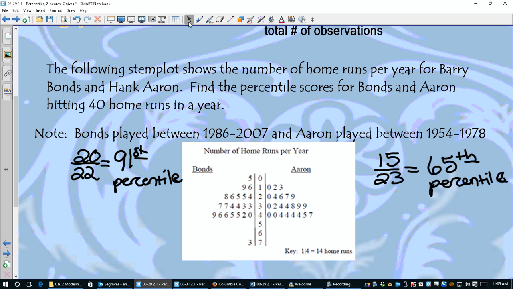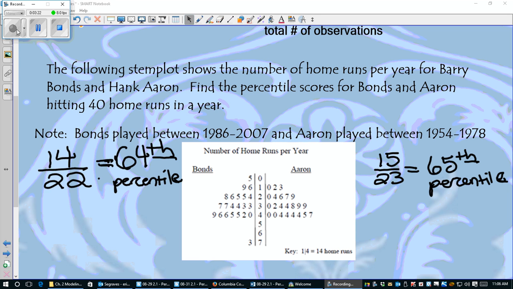For Barry Bonds, I counted up the number of times that he hit fewer than 40 home runs. Excuse me, that's an error. Hold on. Okay, it's been fixed. The number of times Barry Bonds recorded fewer than 40 home runs adds up to 14: 1, 2, 3, 4, 5, 6, 7, 8, 9, 10, 11, 12, 13, 14. So in 14 out of his 22 years, he recorded fewer than 40 home runs. Thus, when he hit 40 home runs that year, he scored in the 64th percentile for his record of years batting home runs. Okay? So that is how you calculate percentiles.